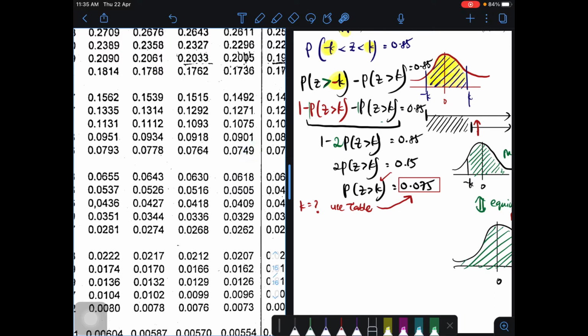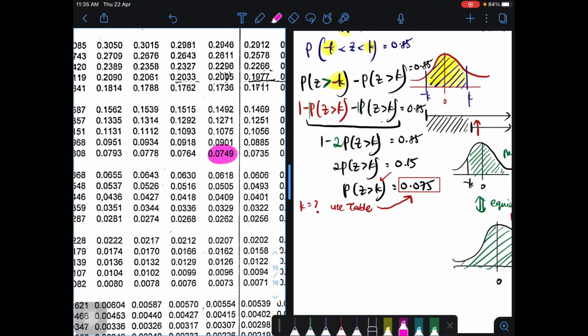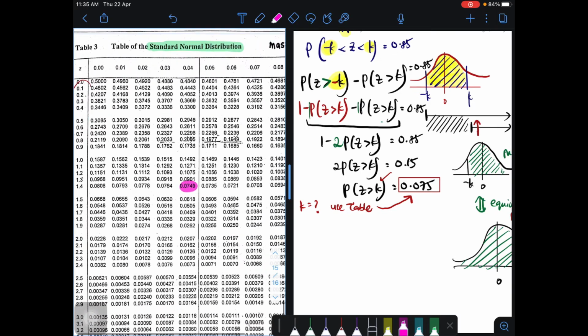Okay, walaupun 49 ni, it's a 49, but you bundarkan sikit. You round it, and you're gonna get 0.075. Therefore, find, you gotta highlight this. I think we gotta highlight this, and then we gotta check what is the value of K.